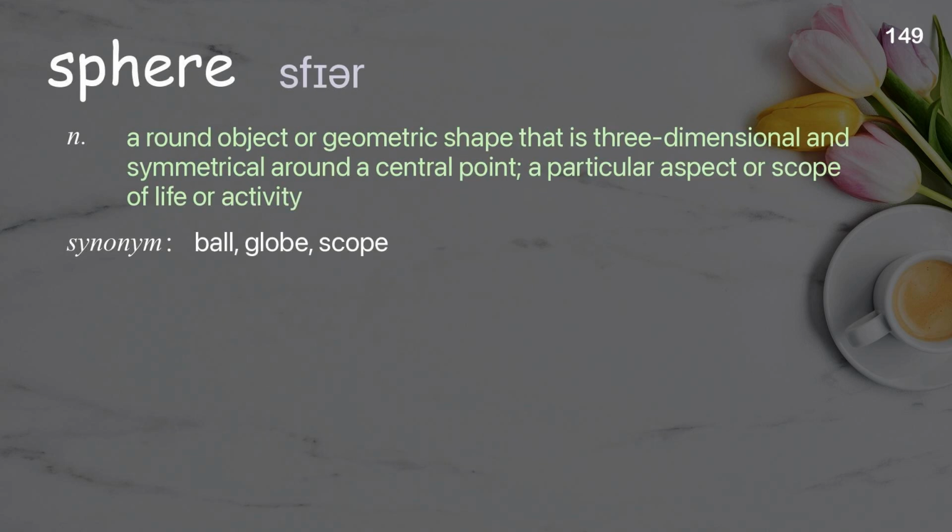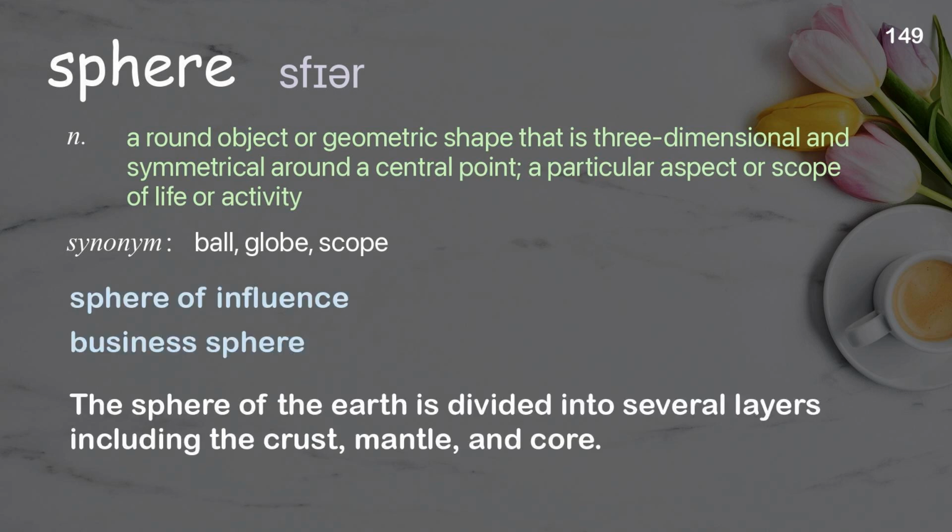Sphere: A round object or geometric shape that is three-dimensional and symmetrical around a central point; a particular aspect or scope of life or activity. Examples: Sphere of influence, Business sphere. The sphere of the Earth is divided into several layers, including the crust, mantle, and core.